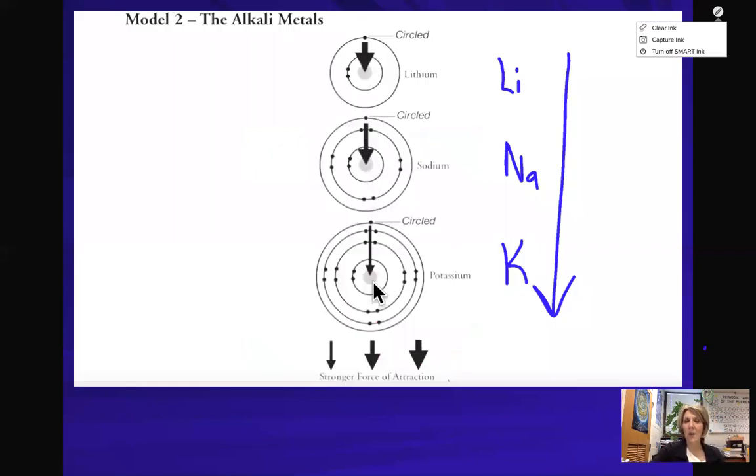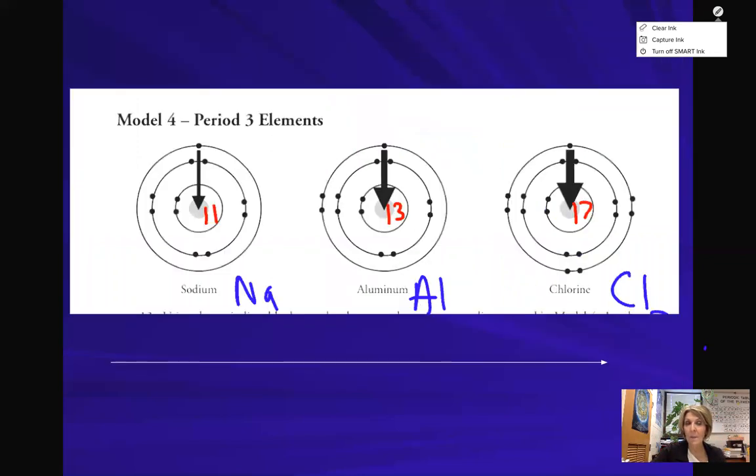So if you go down a column, like here in the Alkali Metals, we see that the Coulombic attraction gets weaker because the distance from the nucleus to the outer electrons is further away. As you go from lithium's row to sodium's row to potassium's row, the electrons are added further and further away from the nucleus. And so the pull, the Coulombic attraction, gets weaker as you go down a column. As you go across a row, the attraction gets greater.